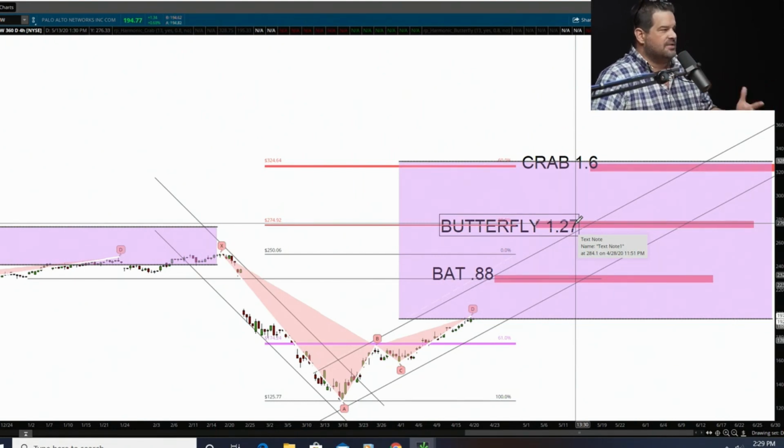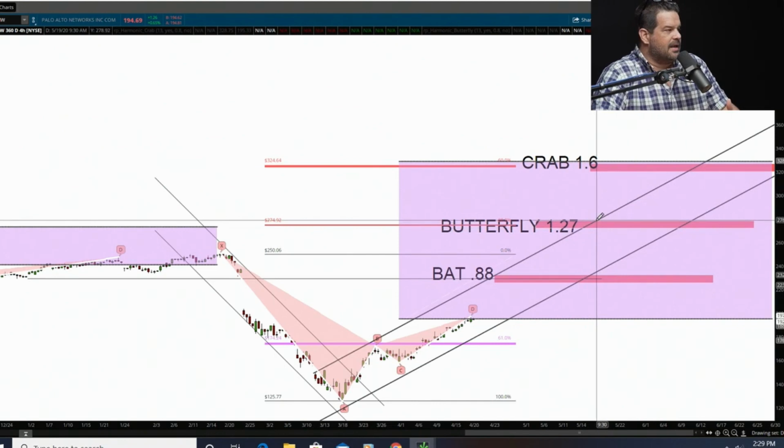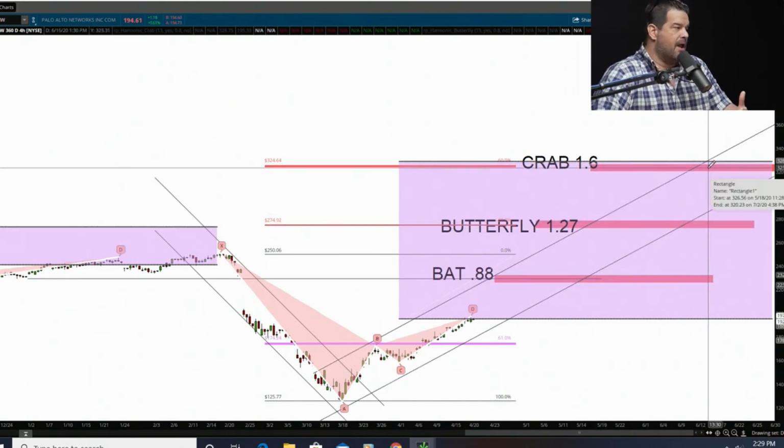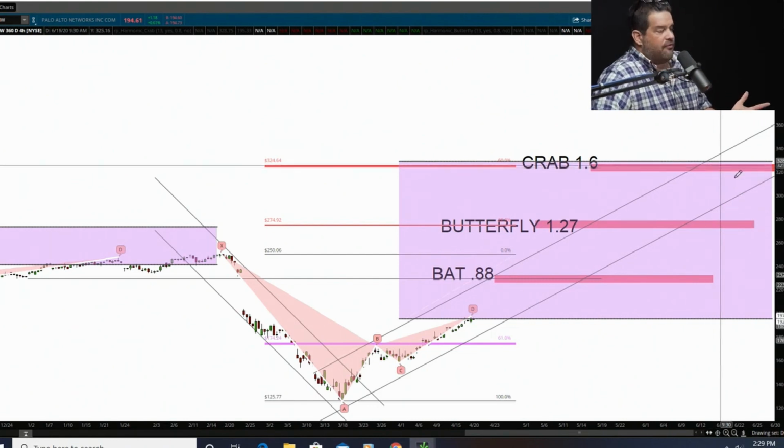Fibonacci's are resistance. They act as support on retracement. They act as resistance as extensions. Or is price going to come down even further, bounce off the bottom of the channel, and go up to the crab pattern, 161, and fall off then?